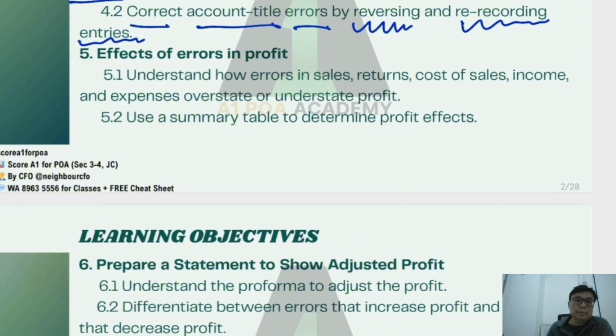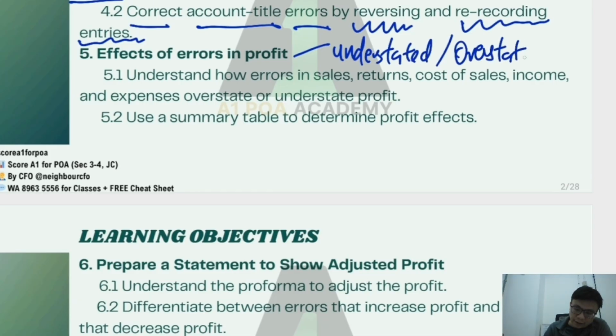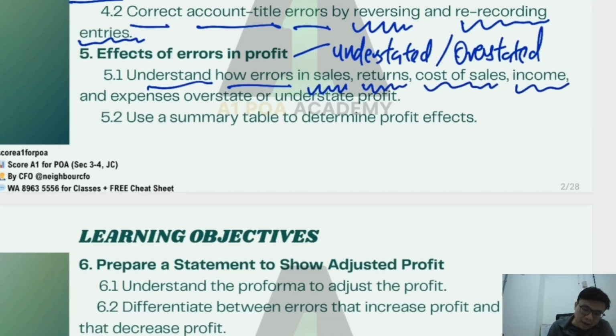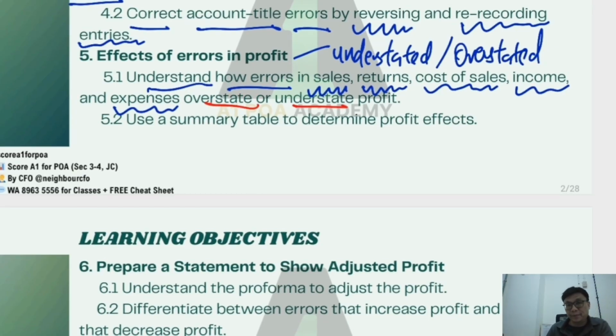In the next LO5, we want to understand the effect of the errors on the profit itself. Under the statement of financial position, we want to understand the effects of the error on the profit, whether the profit will be understated or overstated. To have the ability to understand how the errors in sales, the sales return, the cost of sales, income, expenses, overstate or understate profit.